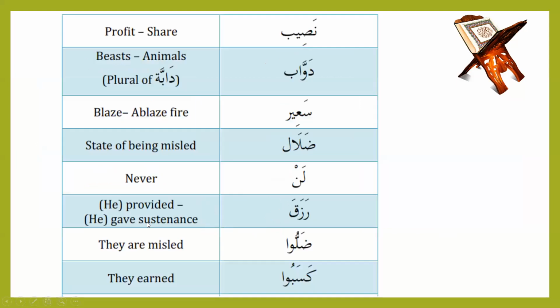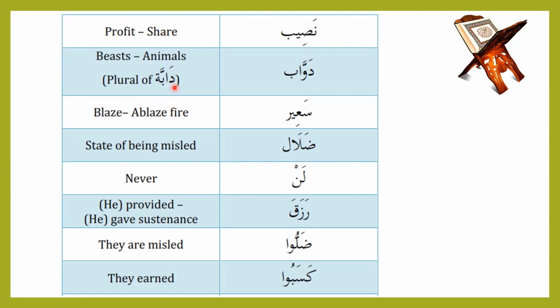Nasr is help. Nasib is profit or share. Dawab is a plural of dabba. The meaning of beasts or animals. The actual meaning, the root word is dababa. Dababa in Arabic means to walk slowly. To walk slowly is called dababa.